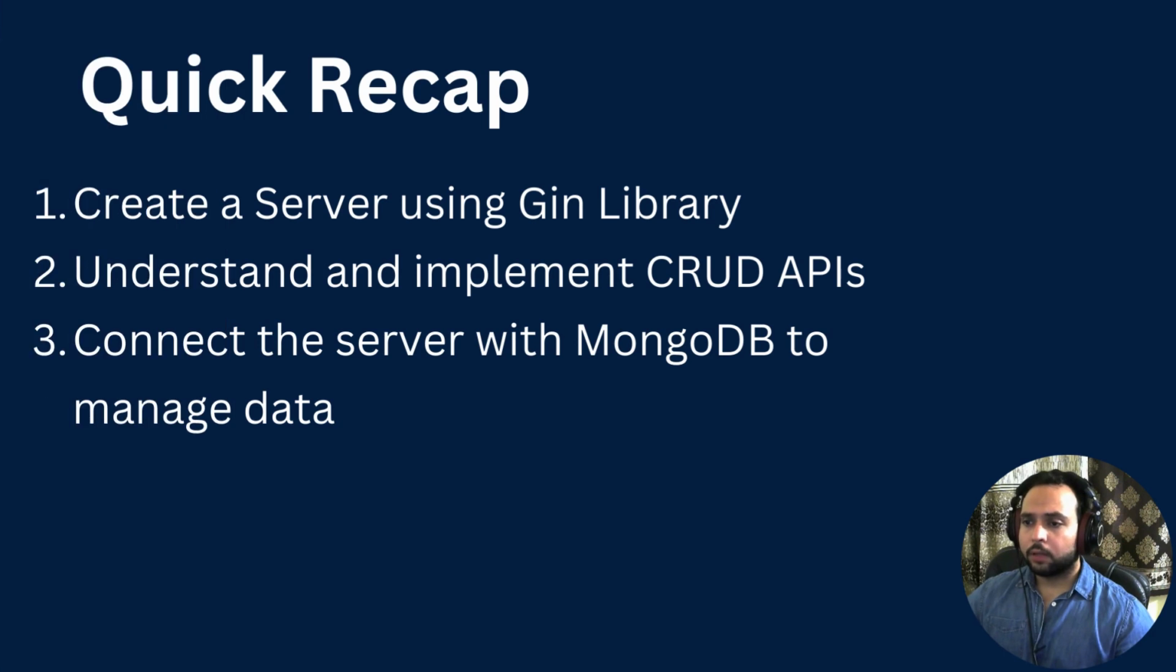All right, since the tutorial has come to an end, let's do a quick recap and see what we have learned so far. First thing we learned is creating a server using the Gin library, which saves a lot of time by creating a server quickly in two particular commands. That's like a two-liner code and saves a ton of time setting up everything for the server. Secondly, we tried to understand CRUD APIs as well as implement them, using post operation for creation, get operation for retrieval, put operation for update, and delete for delete.